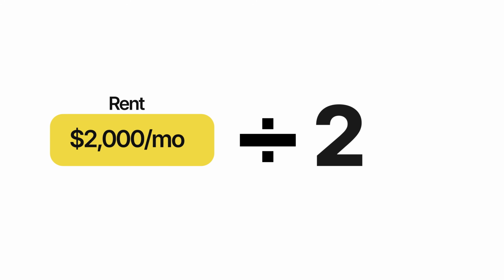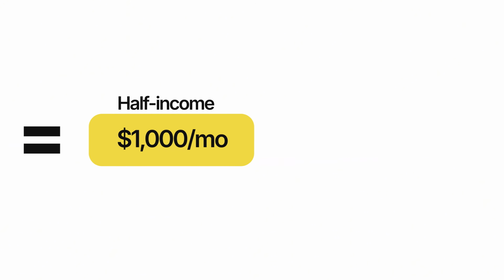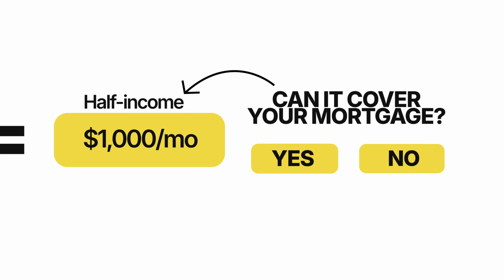Run it on every deal that passes the 1% rule. Take the monthly rent, divide it by 2. That's your estimated expense load. Subtract it from the rent. What's left? Can it cover your mortgage? If yes, keep going. If not, move on.